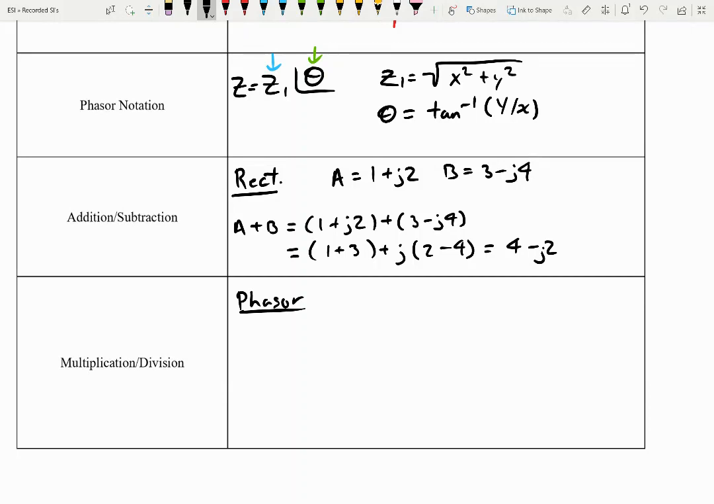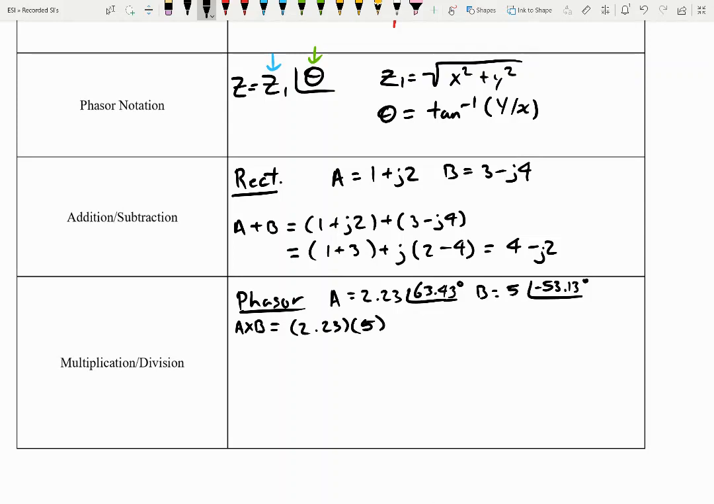Let's do phasor. If we were doing multiplication and division, we use the same A and B equations from up top. First we need to find the phasor of these two. I already have these written down, so you can get some practice with converting them. A is equal to 2.23 at an angle of 63.43 degrees. Then B is equal to 5 at an angle of −53.13 degrees.